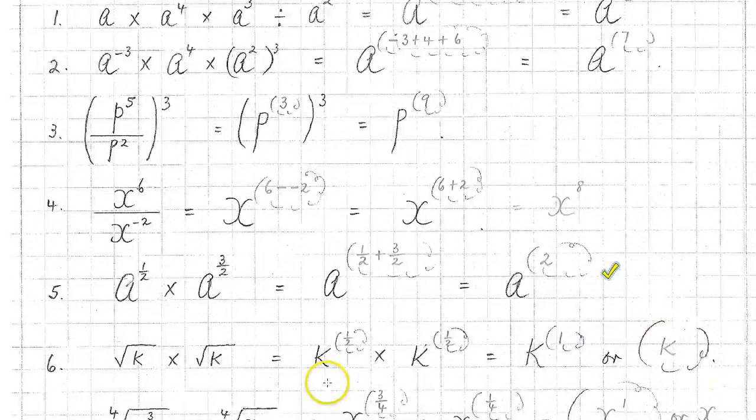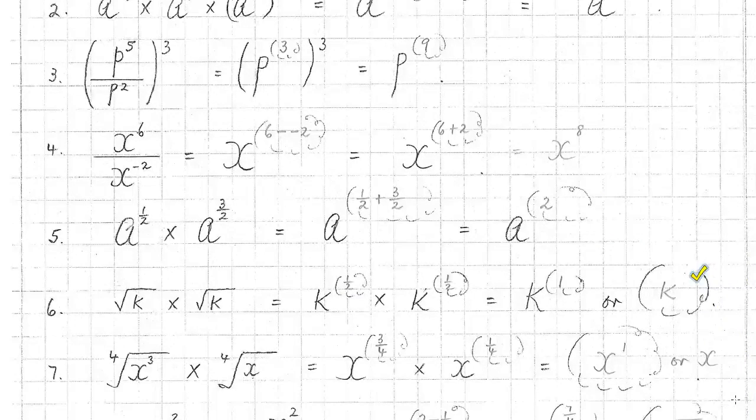All right, number 6. The square root of k times the square root of k. Well, it's k to the half times k to the half. A half plus a half makes 1, and you land up with k. You should be able to look at that result. The square root of k times the square root of k means the square root of k squared. And a square root and a square undo each other.